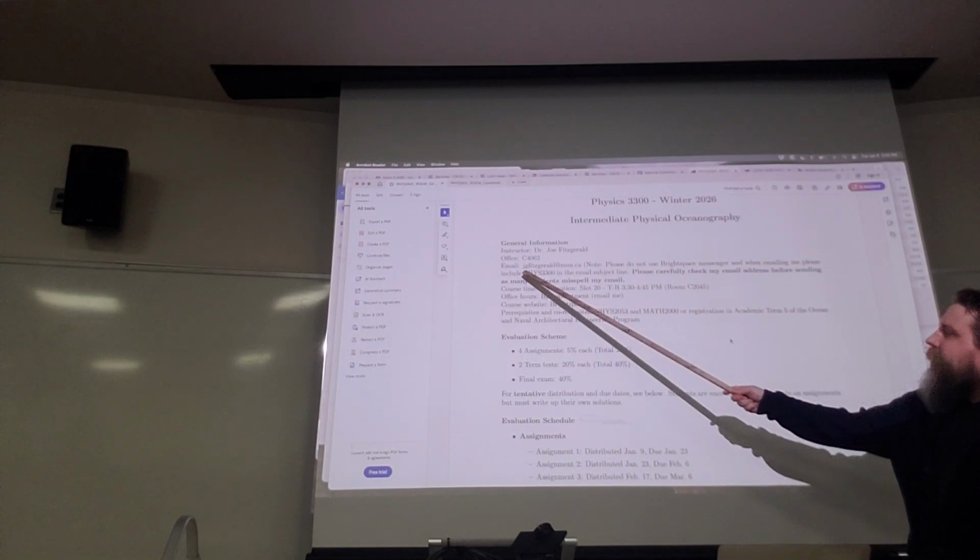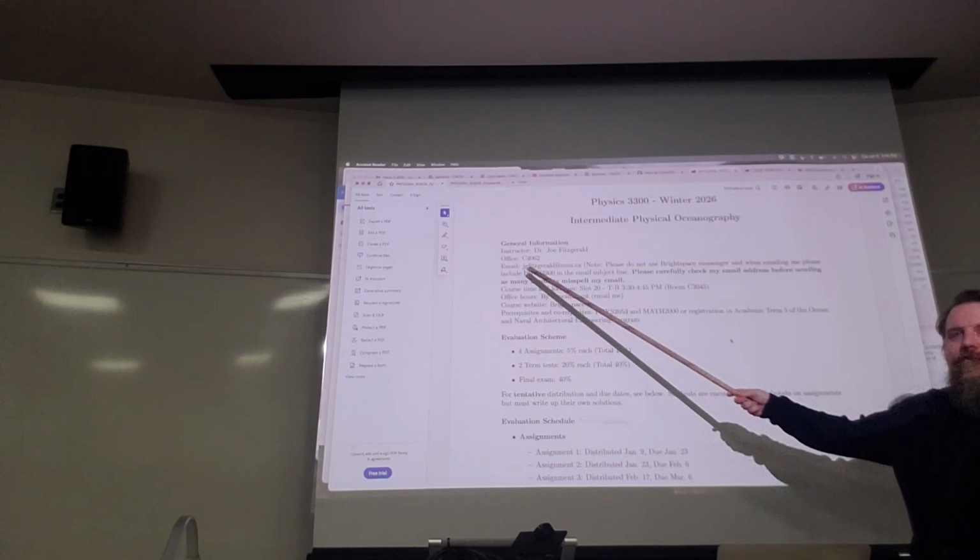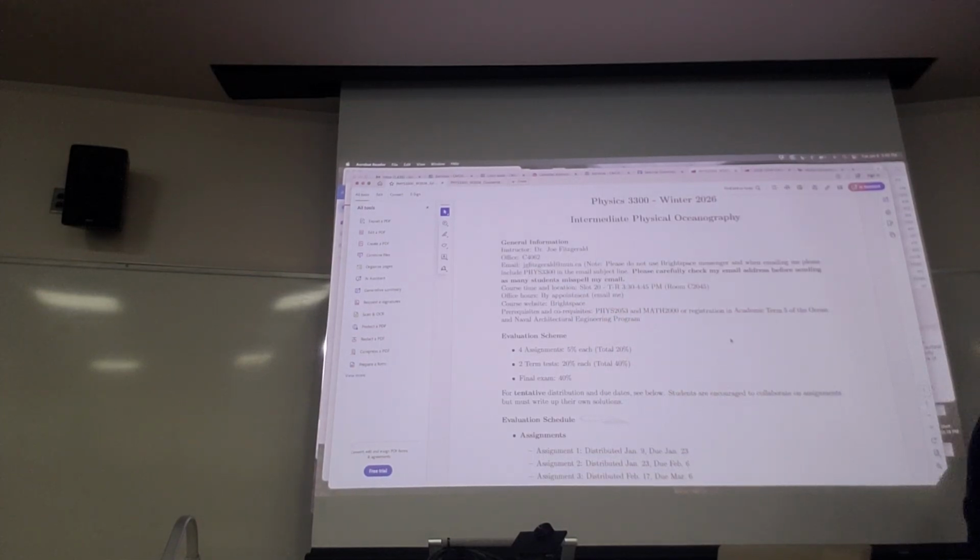The key thing is that it's JG Fitzgerald. My middle initial is G. Every time I teach a class, somebody leaves out this G, and then they say, hey, I sent you an email a week ago and you never responded, but it's just because I didn't get it. Generally, I'll usually get back to you within a few days. If you haven't heard from me in 4 or 5 days, something has gone wrong and I probably didn't get your email, so just follow up with me or maybe check the spelling.